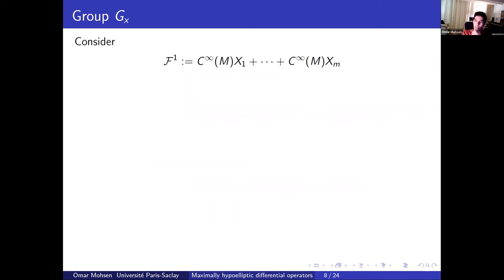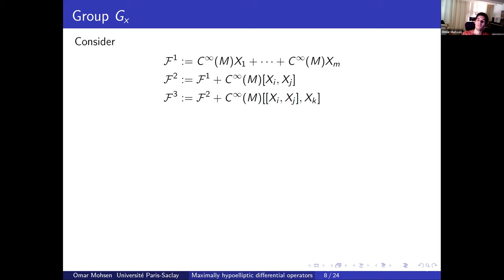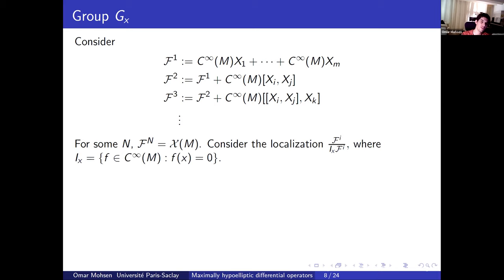So I'll define the module. The first one is generated by the vector fields themselves. In the second one, I add the Lie brackets. And then in the third one, I add the iterated Lie brackets and so on. And Hörmander's condition tells me that at some point I will stop and get everything. Now, these modules are all finitely generated modules over C infinity of M. And so it's natural in some sense to try to localize them with respect to maximal ideals of C infinity of M.